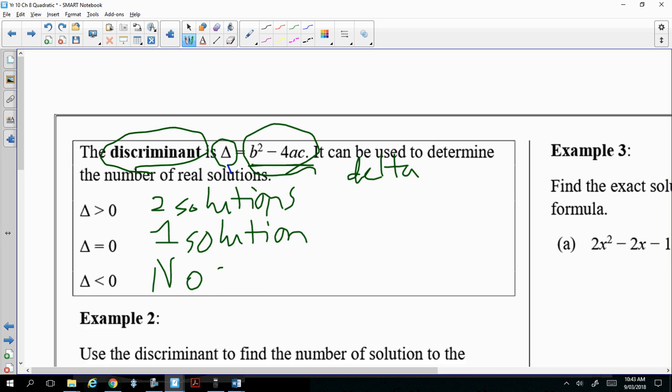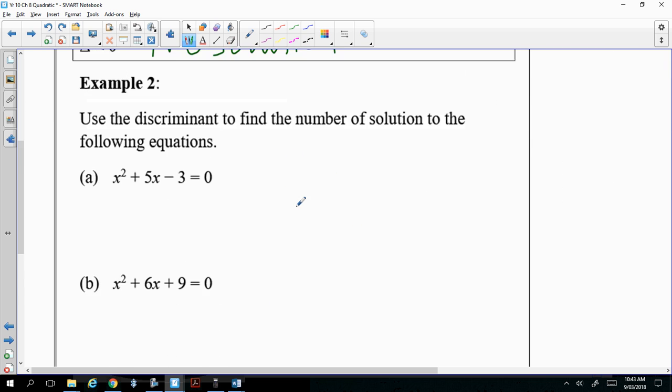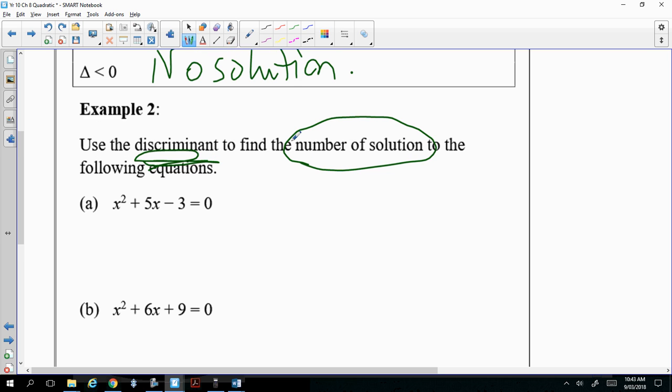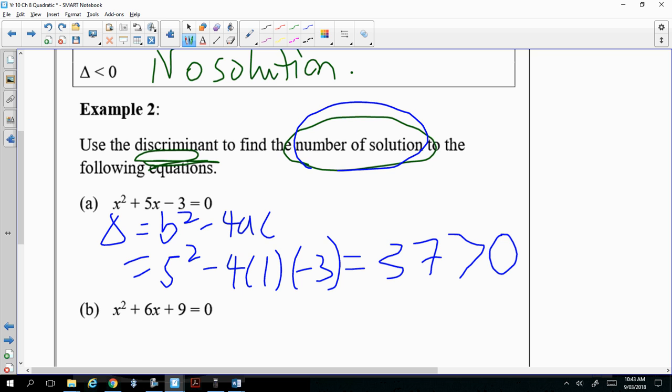Okay, so we're going to solve these same 3 equations again, but this time we just use the discriminant to say how many solutions there are. So let's do the first one. Discriminant equals b squared minus 4ac. The b is 5, so 5 squared minus 4 times 1 times negative 3. If you do that on a calculator, it's 25 plus 12, which is 37. And that 37, because it's positive, we say this has got 2 solutions, 2 different answers. Yeah?